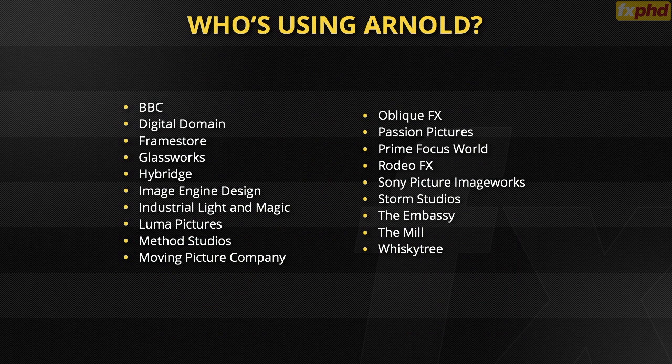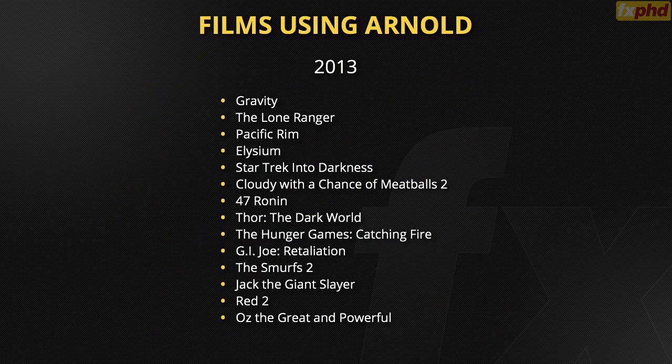Now, with all these companies using it, have you been seeing Arnold? Well, obviously you have, because there's been a huge number of films coming out with Arnold renders in them. So firstly, let's just have a look at the last year, 2013. Well, obviously we've got Gravity. Gravity was huge. All of the rendering in Gravity was done using Arnold. We've also seen it, as we've said, in Pacific Rim and in Elysium.